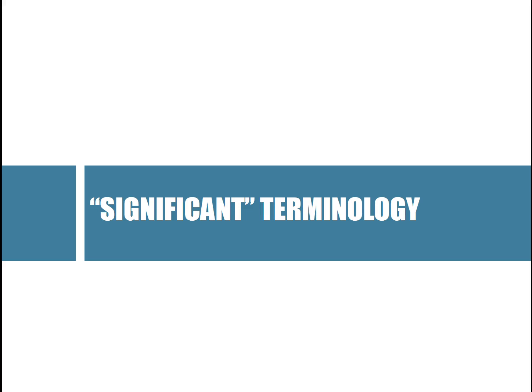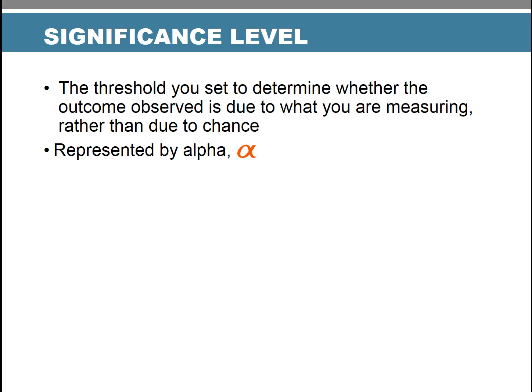So first, some terminology so that we know what all of the terms are and what they all mean when we start to talk about how to actually perform those tests. First, our significance level. This is the threshold that you set to determine whether the outcome you observed is due to what you are measuring rather than due to chance. So this is that threshold or cutoff point that we were talking about. This is represented by the Greek letter alpha.